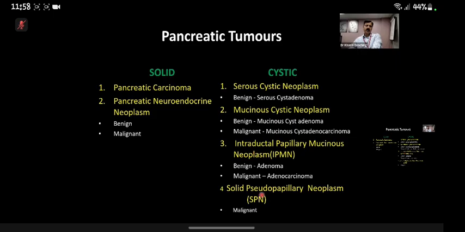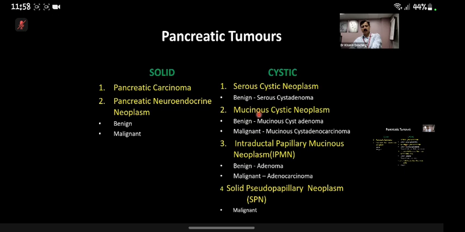Now, the final thing in the last 20-25 minutes is to cover these cystic lesions. Candidate 7, I'll give you just one more case, and then candidate 8, you should be ready. Now, if you see this, cystic lesions, or should I say cystic tumors here, so not lesions, but tumors, they can be serous cystic neoplasm, mucinous cystic neoplasm, intraductal papillary mucinous neoplasm, and solid pseudopapillary neoplasm, SPN.